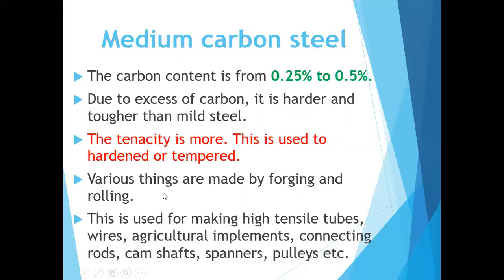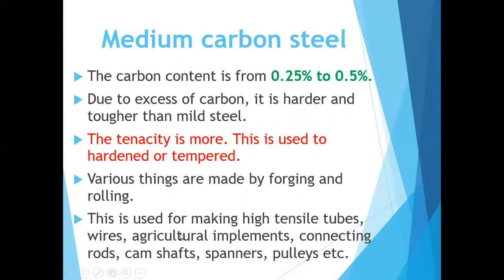Various things are made by the processes of forging and rolling. This is used for making high tensile tubes, wires, agriculture implements, connecting rods, camshafts, spanners, pulleys. Like this are the examples.